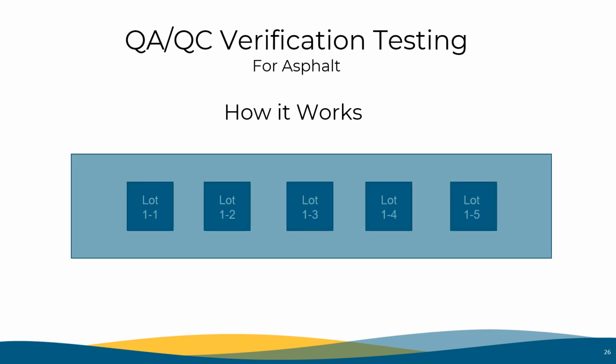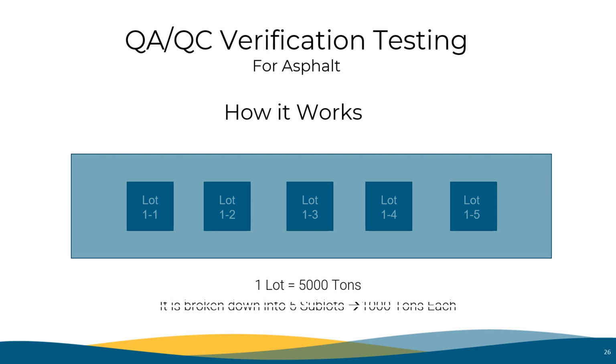So now, more specifically, let's look at how we select the sample to perform the QA/QC verification testing for hot mix asphalt. Asphalt acceptance is based on a 5,000-ton lot. Within this 5,000-ton lot, it is separated into 1,000-ton sublots, 5 of them. As you can see, the first small box is Lot 1, Sublot 1, and the second small box is Lot 1, Sublot 2, and so on until we get to Lot 1-5. Each of these 5 sublot samples are obtained randomly from what is called the Random Sampling Schedule, or the RSS. We will look at it in more detail in a little bit.